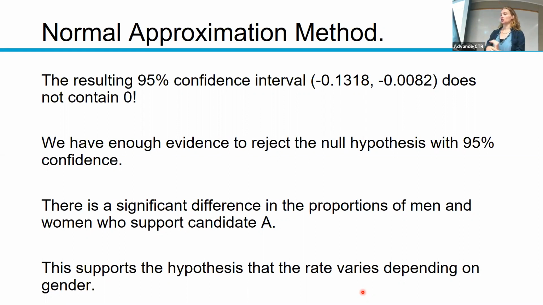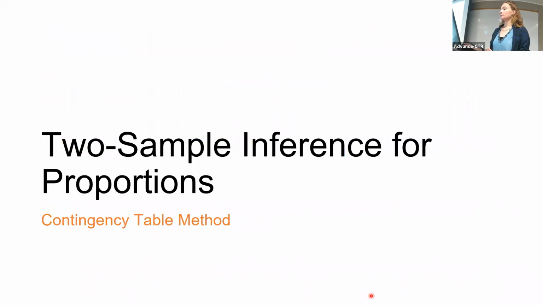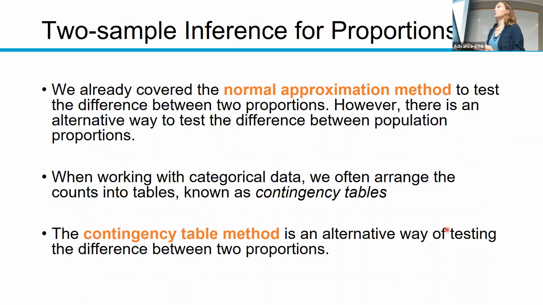There is a relationship. So we were able to make this conclusion and run this test using this normal approximation method with a confidence interval. But we can also use contingency tables like I presented to you before. So basically this is the same thing. You should get the same results, but this is just another way to do it. The contingency table is an alternative way of testing the difference between these two proportions.